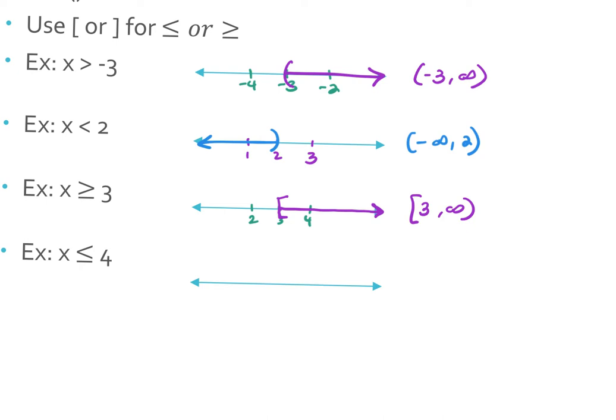And then less than or equal to 4, 3, 4, 5. This one would get a bracket on the 4. And it would point to the left. So it would be -infinity to 4 with a bracket on the 4.